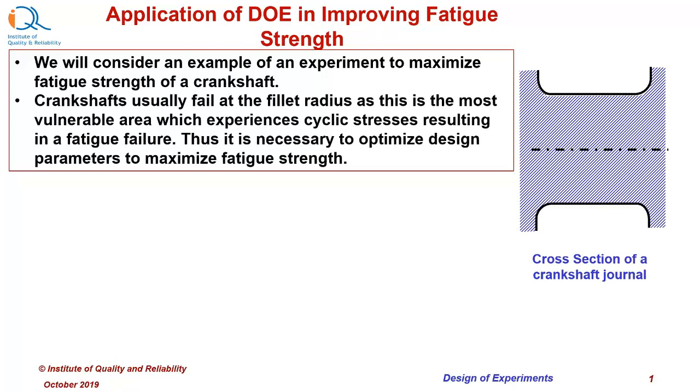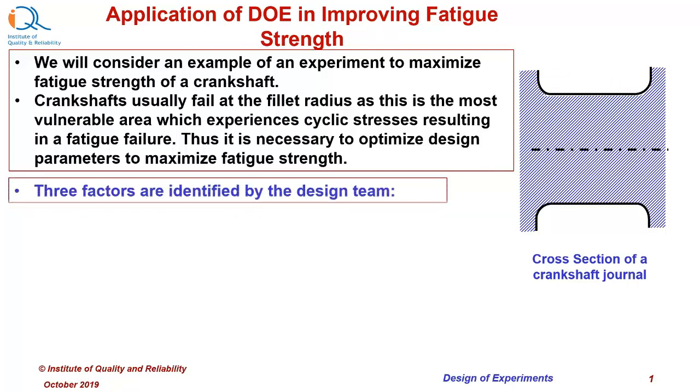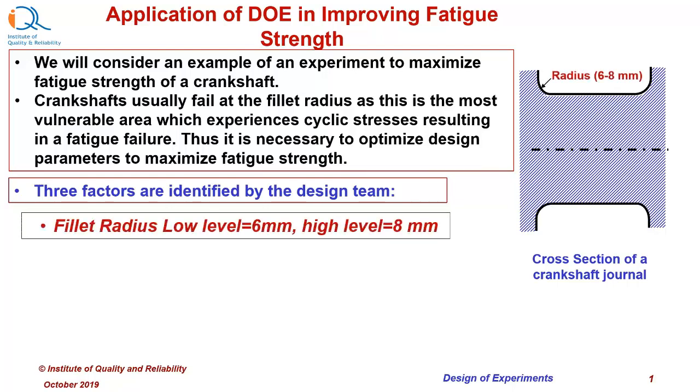Crankshafts usually fail at the fillet radius, as this is the most vulnerable area which experiences cyclic stresses resulting in fatigue failures. Thus, it is necessary to optimize design parameters to maximize fatigue strength. 3 factors are identified by the design team.